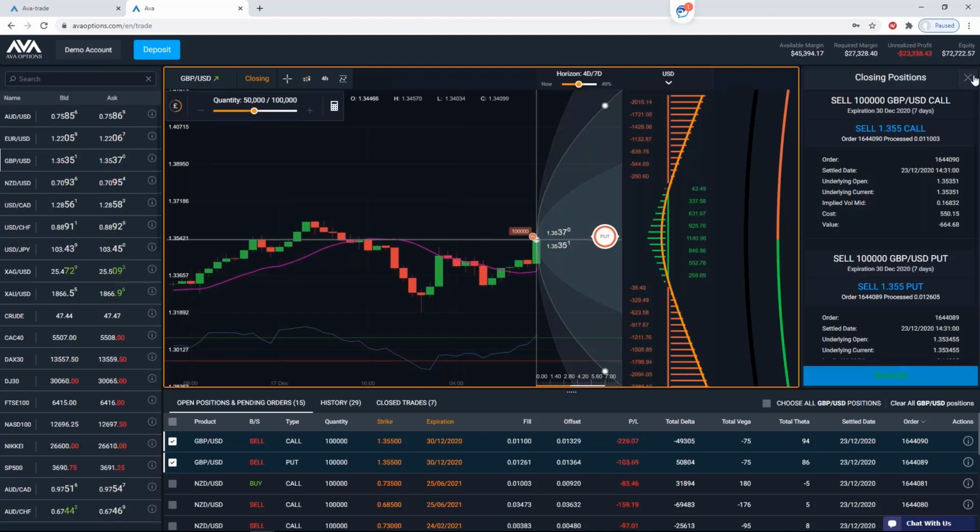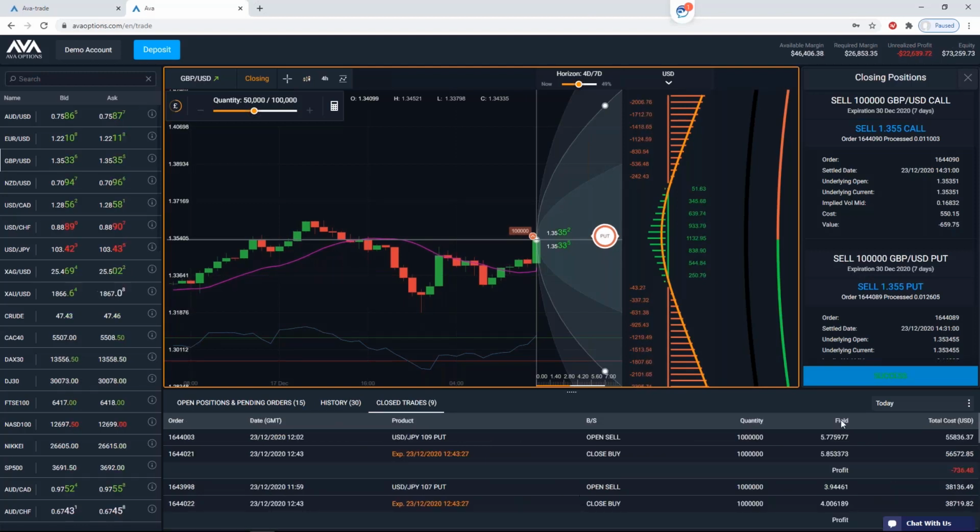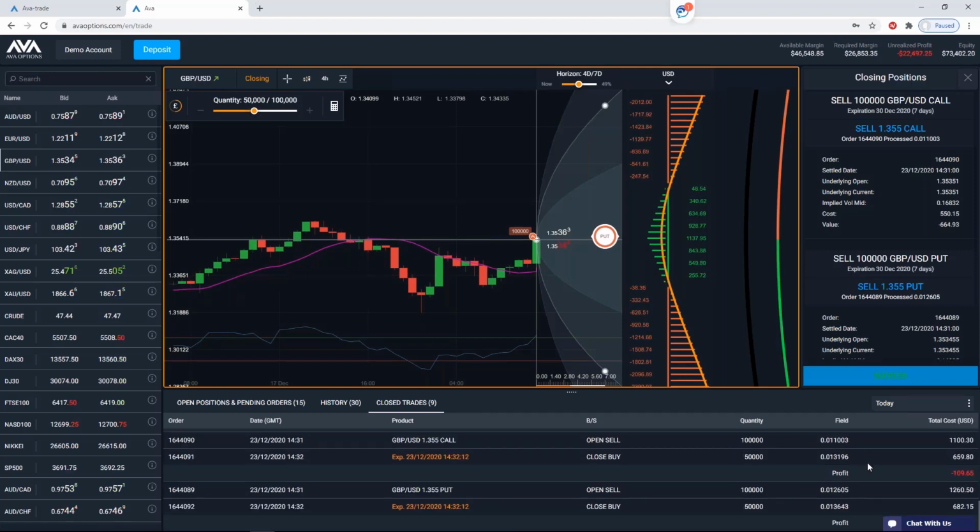That's done. And now you see that the trade size has dropped to 50,000 because in the history, I opened 100,000, I closed 50,000. I probably have to sort this somehow. Here, down at the bottom, here are the two trades. I opened 100,000, I closed 50,000, and of course I had a small loss because of the bid-ask spread.